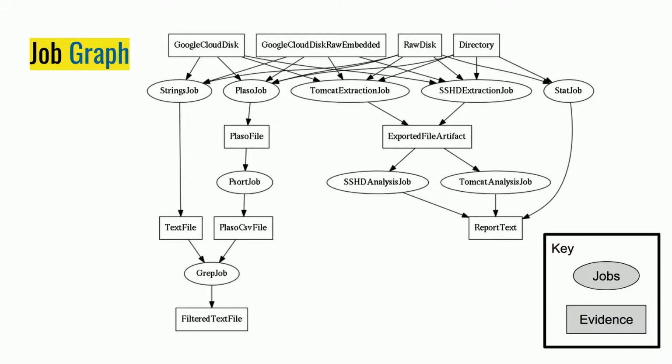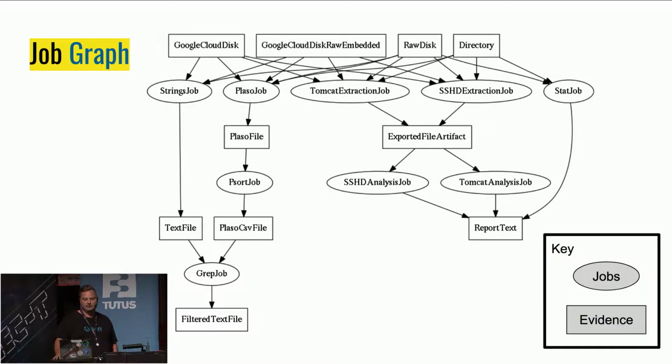These are some of the different evidence types and processors that we have. So you make a request to Turbinia to process, say, a cloud disk, and then that will generate these different strings and Plaso jobs and all these different things that get run in parallel on different workers.